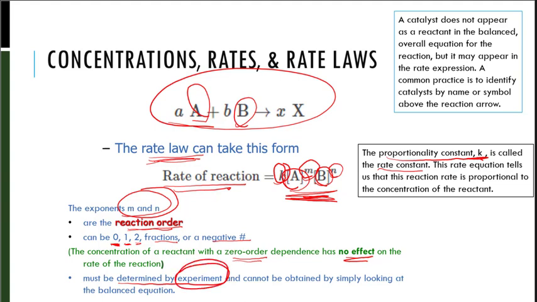They cannot be obtained by simply looking at the balanced equations. Don't think that if this was 3A and 2B, blah, blah, blah, that A would be cubed and B would be squared. No. You cannot tell those orders by looking at that balanced equation. We have to look at the experimental data.